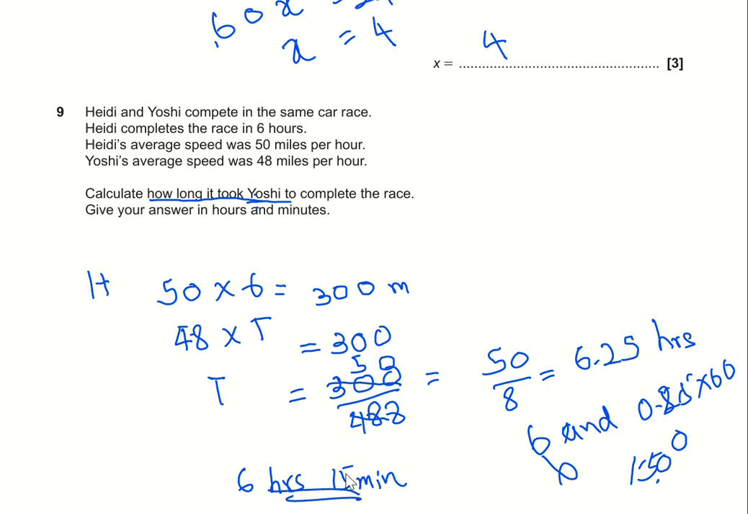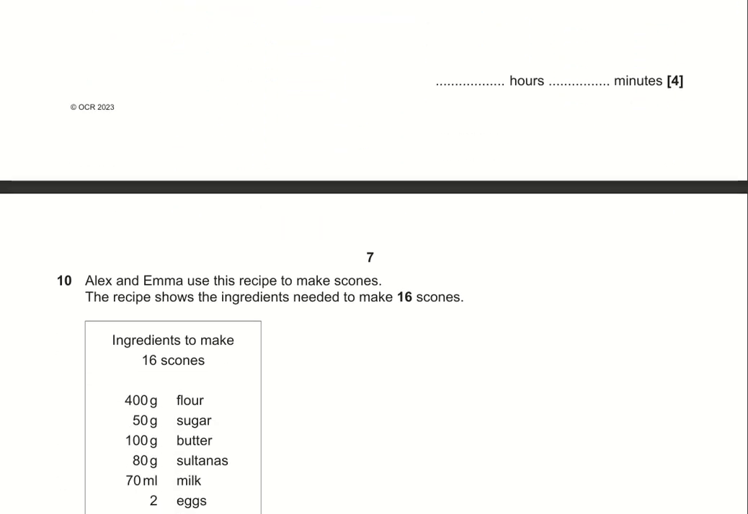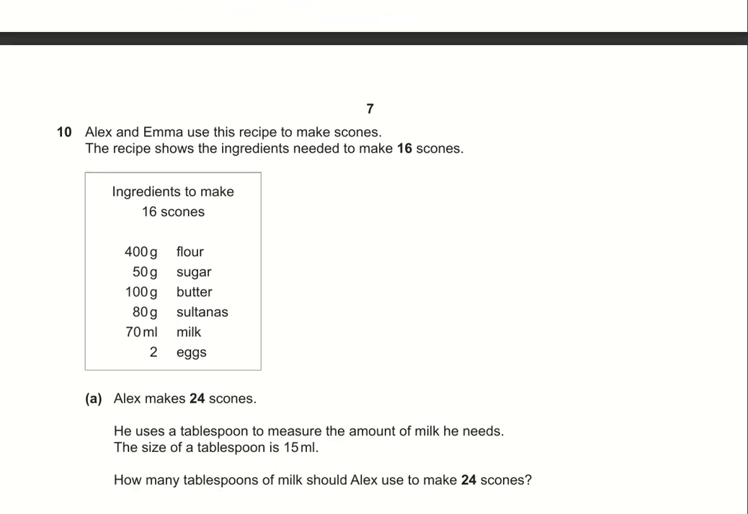Okay, let's move to the next one. Question number 10. Alex and Emma used this recipe to make scones. The recipe shows the ingredients needed to make 16 scones. You can see flour, sugar, butter, sultanas, milk and eggs.